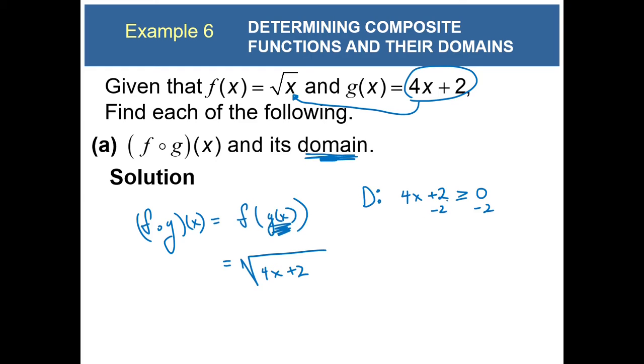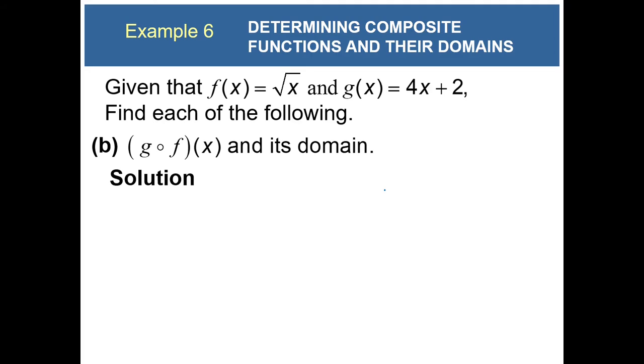Solving for x, I can subtract the 2 from both sides. 4x is greater than or equal to negative 2. And divide both sides by 4. X is greater than or equal to negative 1/2. So our domain is going to be from negative 1/2 to infinity.